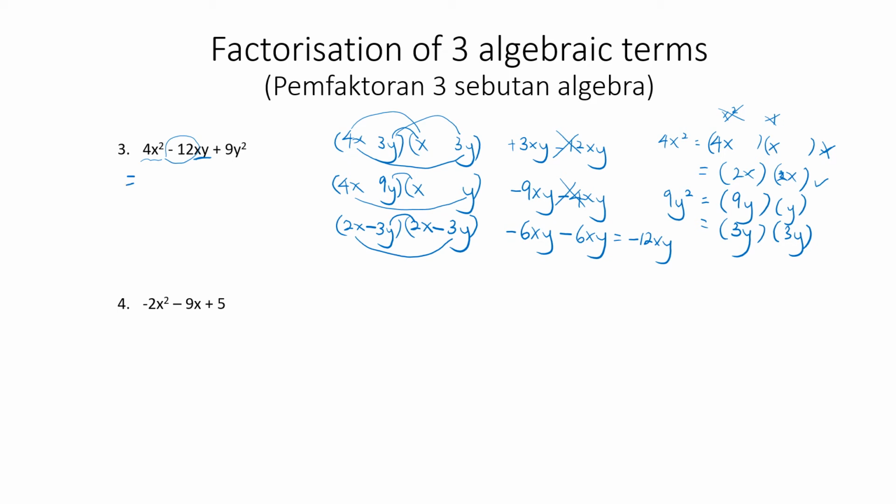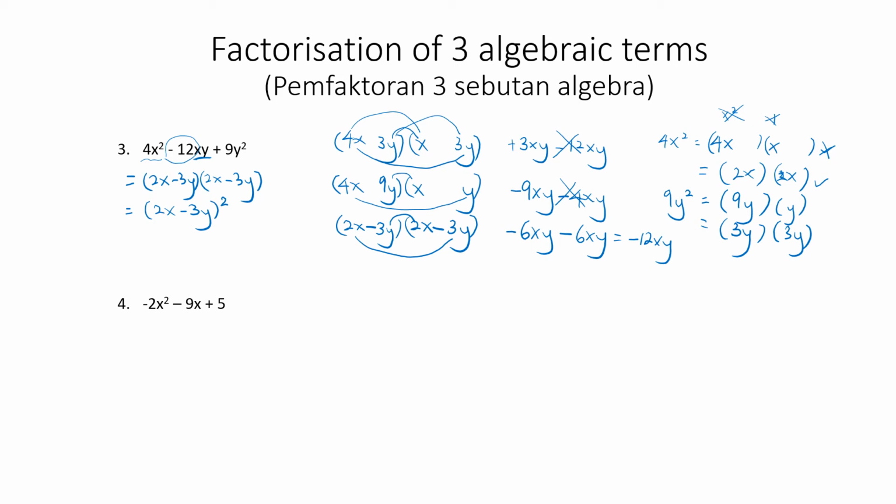So I have to put negative here. I found out that the factorization for this is 2x minus 3y multiplies with 2x minus 3y. So this is the workings, and this is also equal to 2x minus 3y squared. And you can double check your answer by doing expansion.